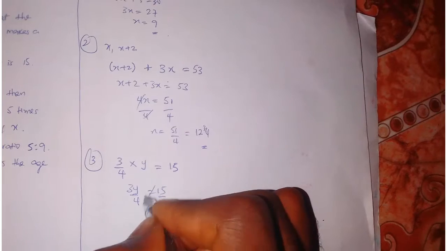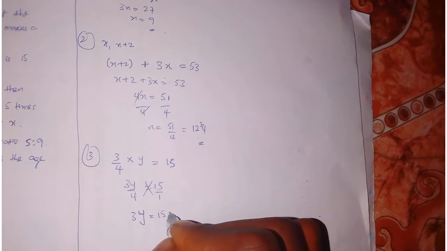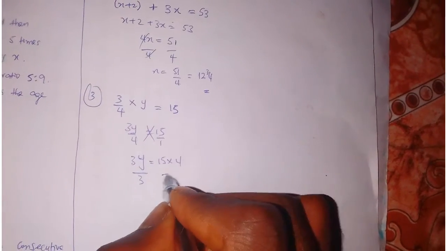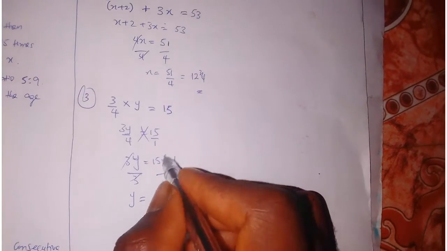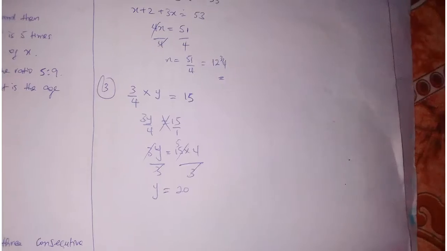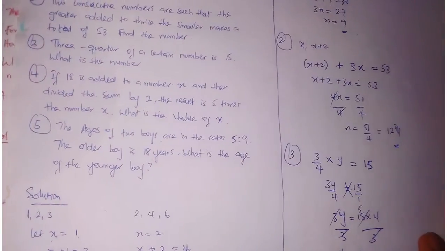Cross multiply. This becomes 3y equals 15 times 4. Okay, so divide both by 3 to get my y. So I have this as 20. So the number is 20. Number 4 question. You can see how simple it is.